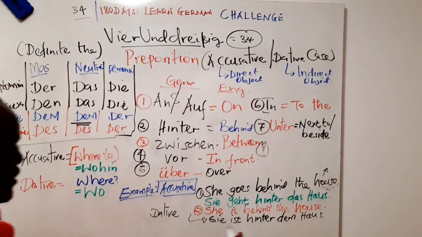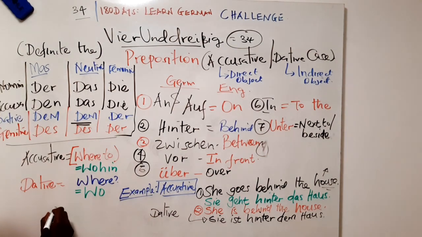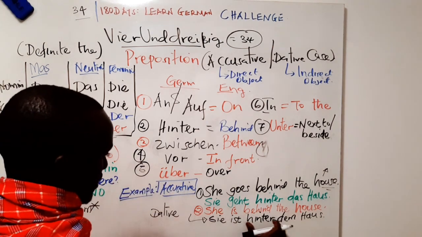When you are speaking, you can contract this one. You can say hinterm, but this is when speaking. For writing, you have to write everything.